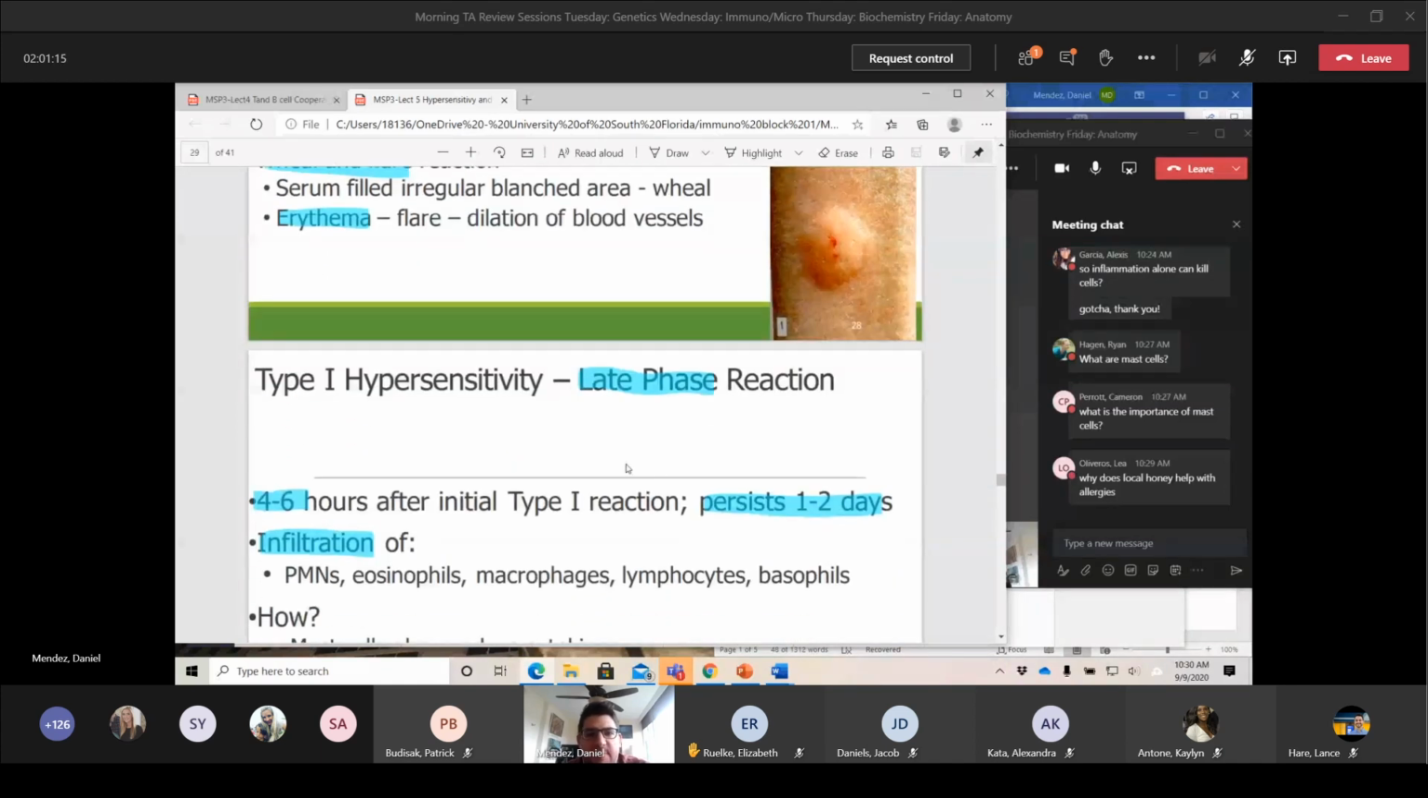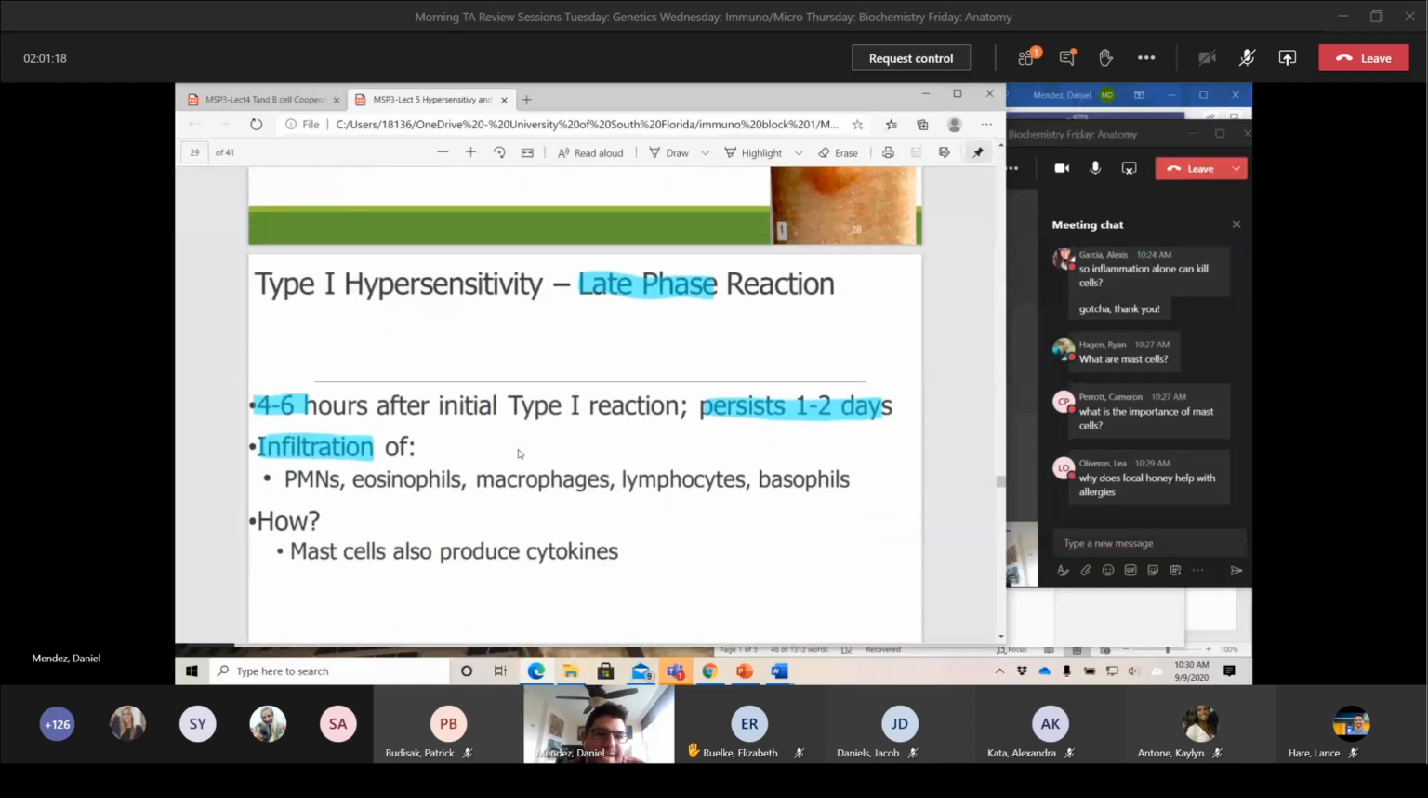All right, so our late phase reaction. This is just a secondary reaction that you get. So you have your first primary reaction, immediate reaction to whatever the allergen is. And then a little later on, you get the secondary, the late phase reaction, which occurs a few hours later. It can last for a while. This is what you see with bug bites. Mosquito bite specifically, you get stung. Within a few moments, you'll have itching and swelling. And then itching and swelling can last for a few days.